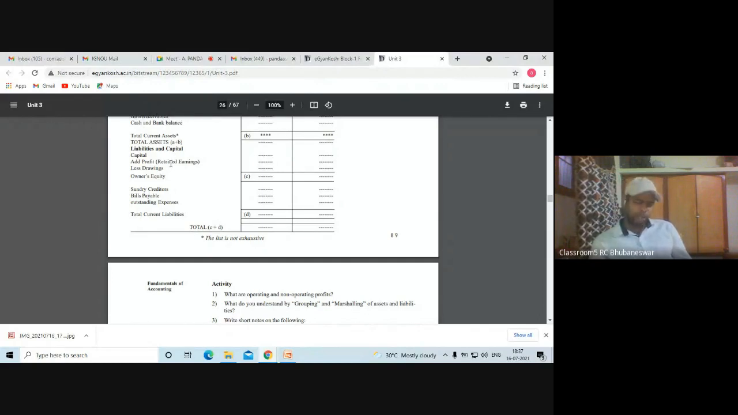So marshalling means you have to remember the order of writing or arranging the assets and liabilities in the balance sheet. बैलेंस शीट में हम एसेट लायबिलिटीज को कैसे अरेंज करते हैं, उसे हम बोलते हैं मार्शलिंग ऑफ बैलेंस शीट और एसेट्स एंड लायबिलिटीज. Hope you all have got it.